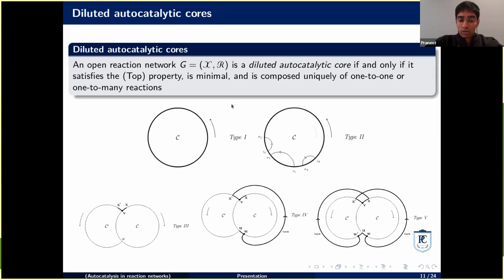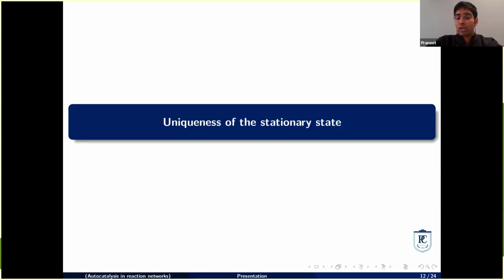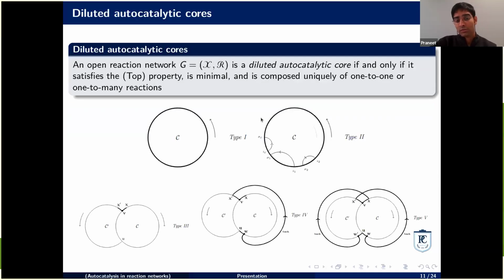So given these cores, we moved on to the second part of the analysis of the paper, which was the uniqueness of the stationary state of these cores. The first step is to notice that for these cores with irreversible reactions, there is no stationary state. It is a system which will always keep growing, which is by the definition of dynamic autocatalysis. This will just keep increasing its concentration infinitely, by the irreversibility.